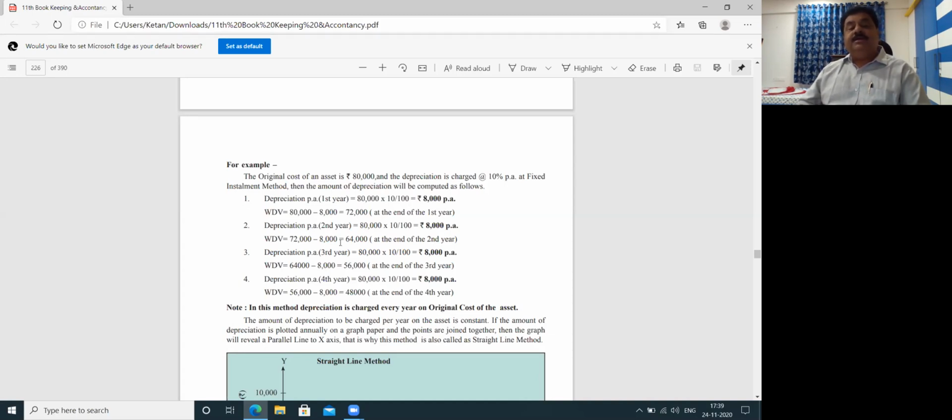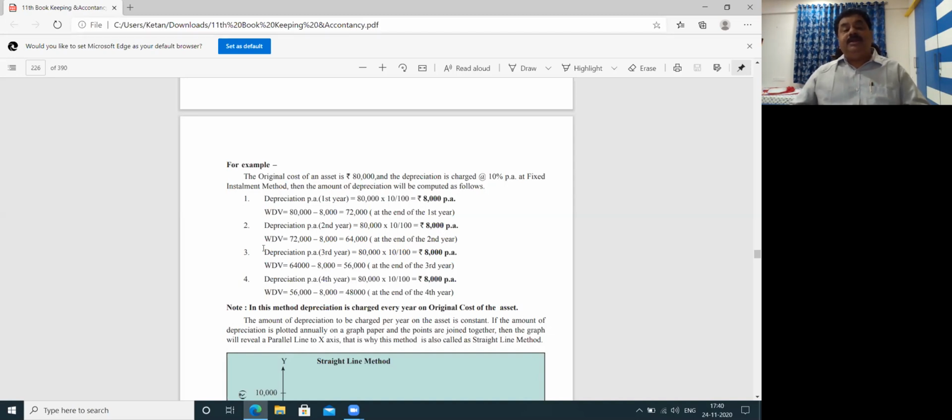Depreciation for the second year, again 10% of 80,000. Why 10% of 80,000? Because the method is the fixed installment method, where we are calculating the percentage of depreciation always on the original value. Always, every year, on the original value. So what is 10% of 80,000? It is again 8,000 rupees. So that is the depreciation for the second year.